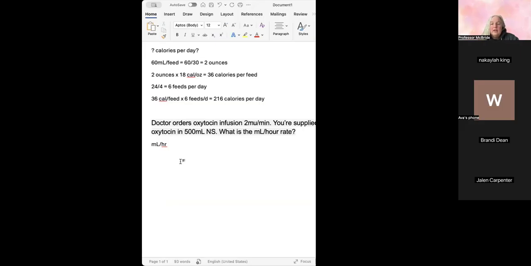Now we're looking at Pitocin. The Pitocin problem has 2 milliunits per minute, and we have 30 units in a 500 ml bag. So we're looking at what our infusion rate would be. Okay, so milliunits per minute. If I want to make milliunits into units, how could I do that? Anybody know?